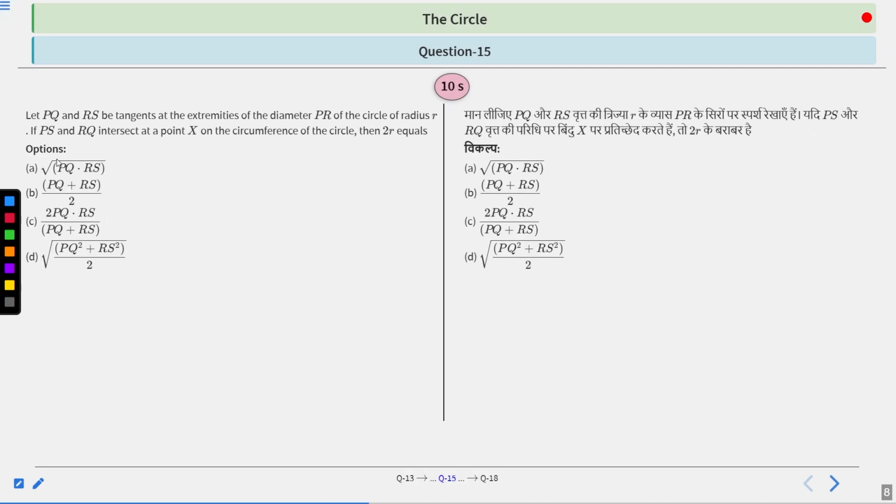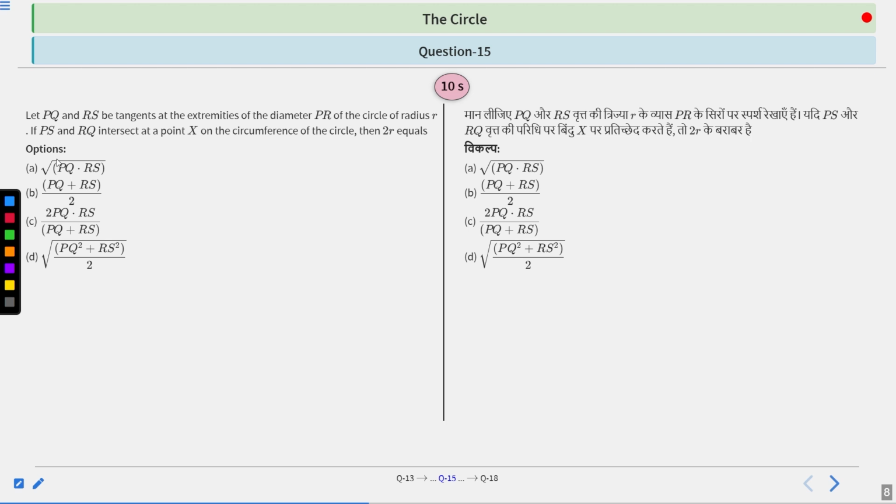Question number 15 says, let PQ and RS be tangents at the extremities of the diameter PR of the circle of radius R. If PS and RQ intersect at point X on the circumference of the circle, then 2R is equal to what? So first we will draw the circle having diameter PR, and the value of PR is 2R, because PR is the diameter and R is the radius, right?